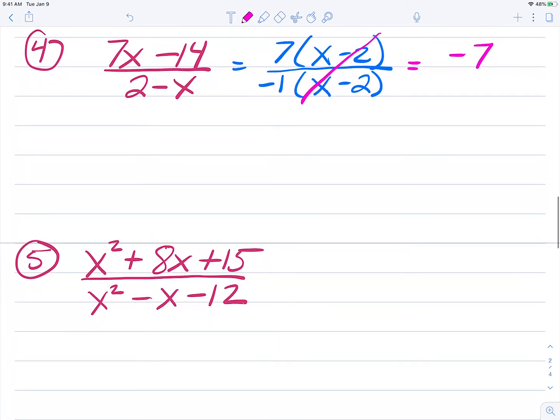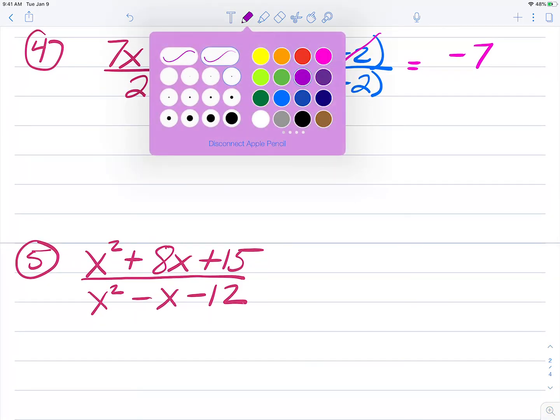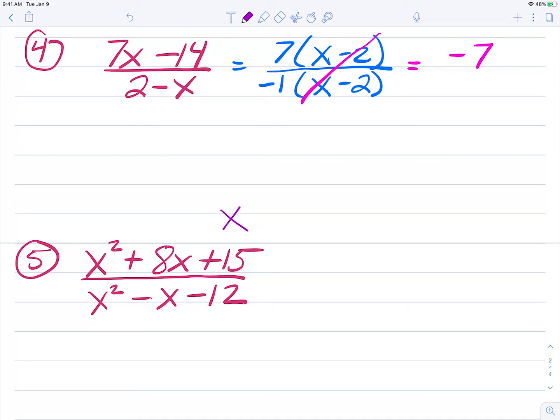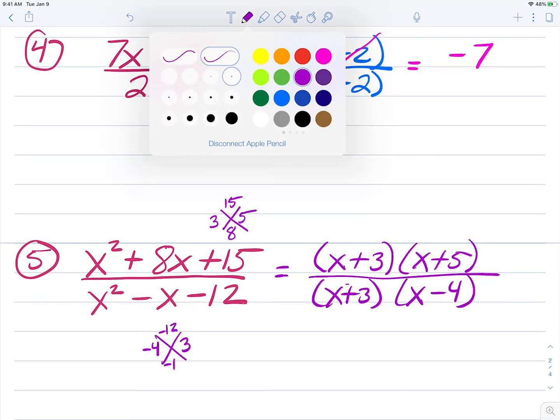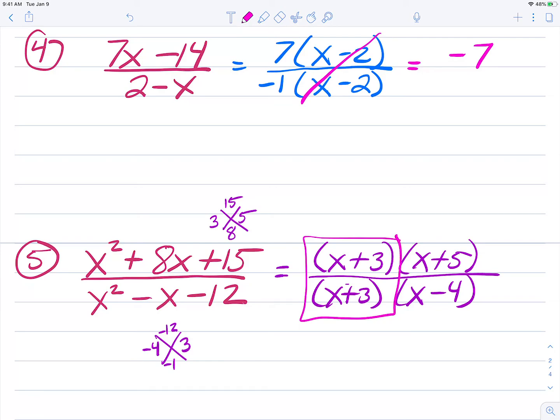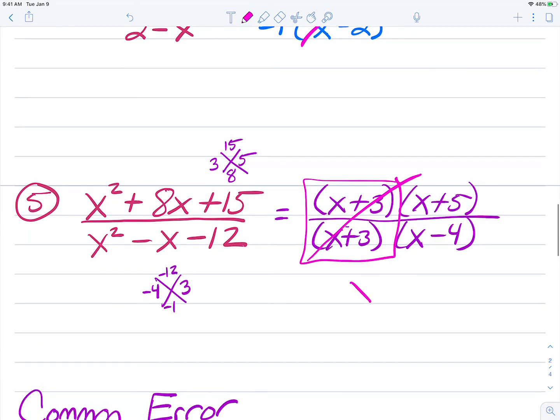Okay, last problem. If we had trinomials in the numerator and denominator, so for the top, we're trying to figure out two numbers that multiply to 15 and add to 8. That would be 3 and 5. So we would have x plus 3 times x plus 5. Now we're trying to figure out two numbers that multiply to -12 and add to -1. That would be a -4 and a +3. So I'm going to write my x plus 3 first, just so things line up, and my x minus 4 second. And I now have two x plus 3's that I can reduce to 1, leaving me with x plus 5 over x minus 4.